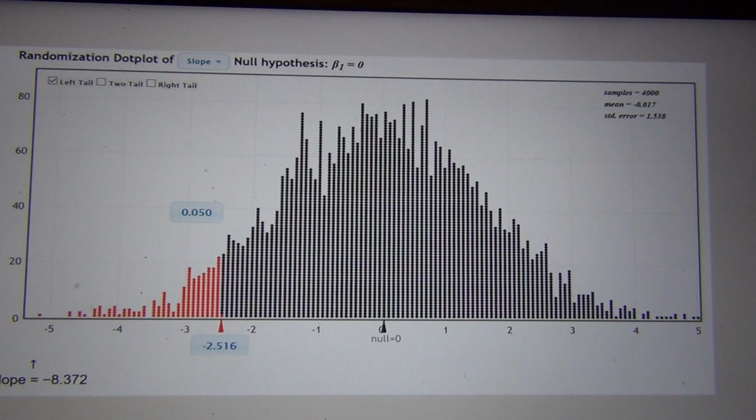So in our case, this is on the slope now. We see that our left tail starts at -2.516, and our actual sample slope was -8.372, which also falls in the tail. So really, you get the same information whether you base your simulation on slope or on the R values.